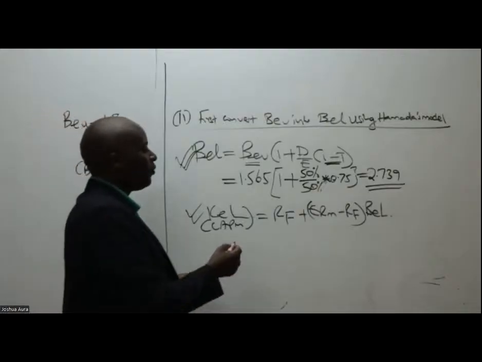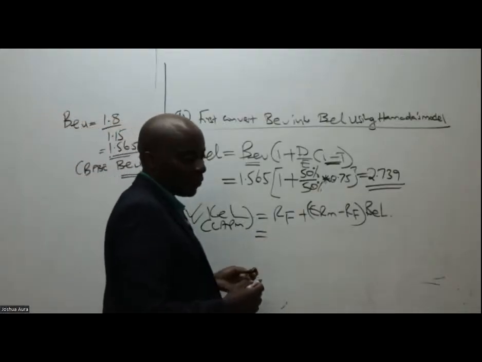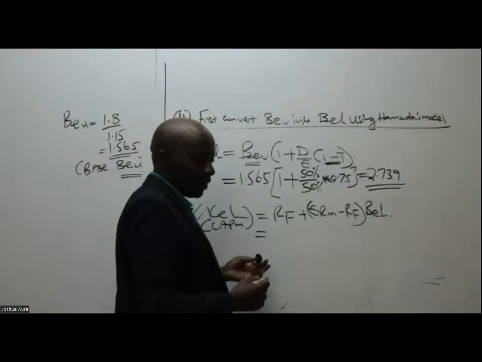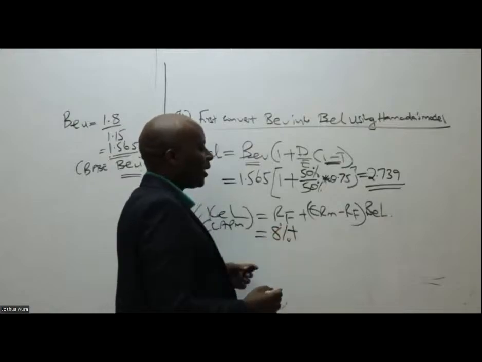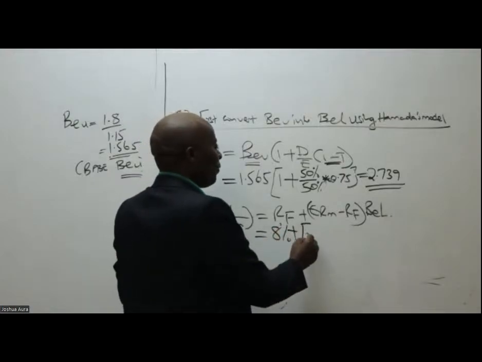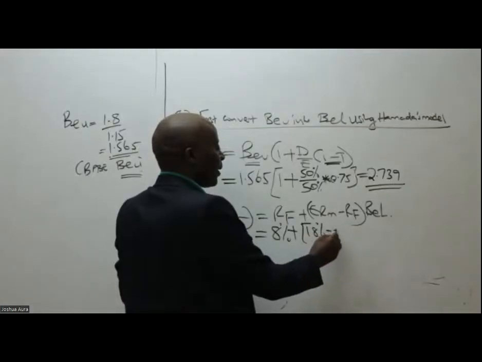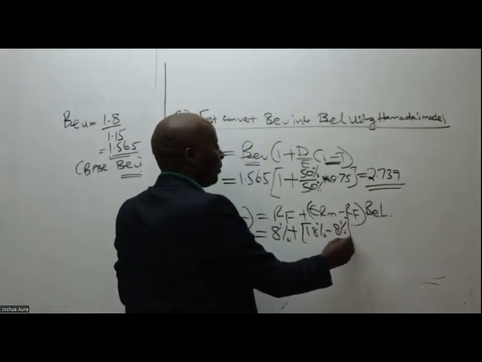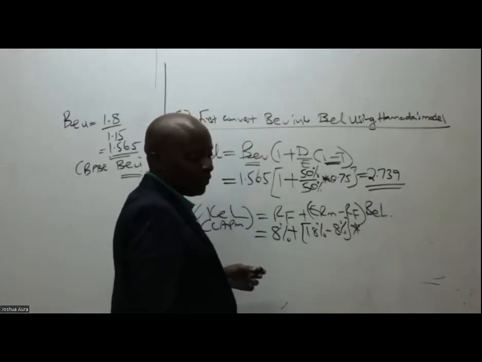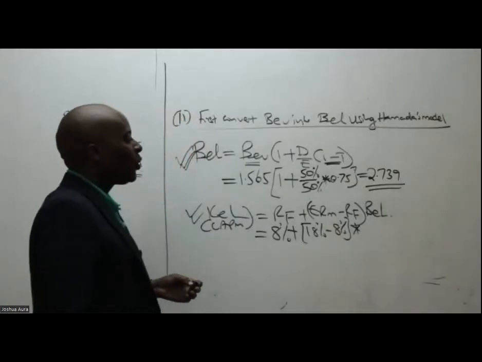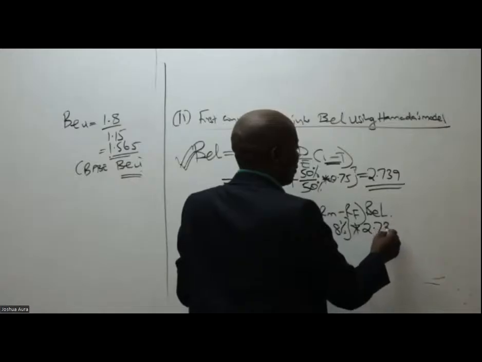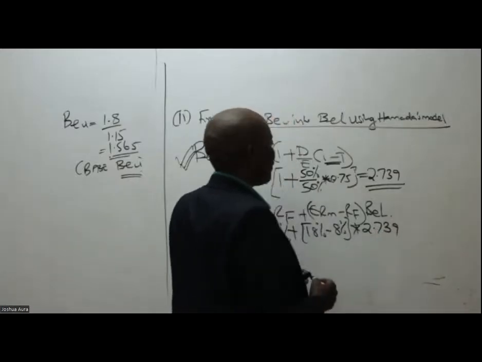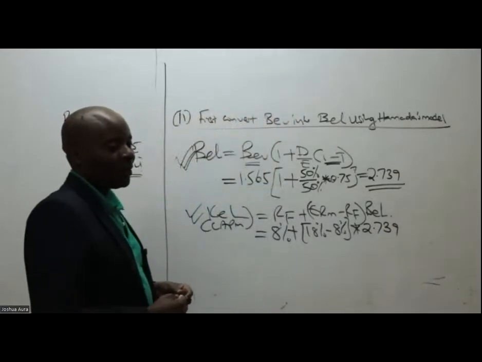So could you kindly give me this risk-free? What is the risk-free rate of return? You guys have given me these figures. It is 8%. So 8% plus expected return of the market, which you gave as 18%, minus 8%, multiplied by beta equity of the levered organization, which is 2.739.